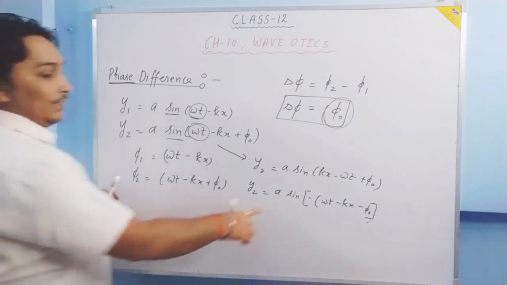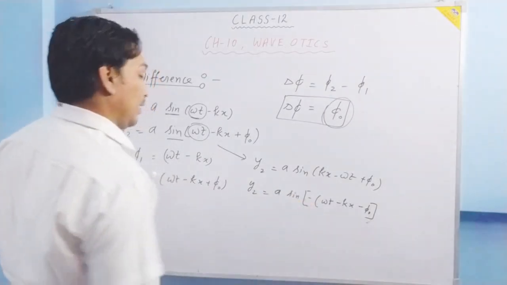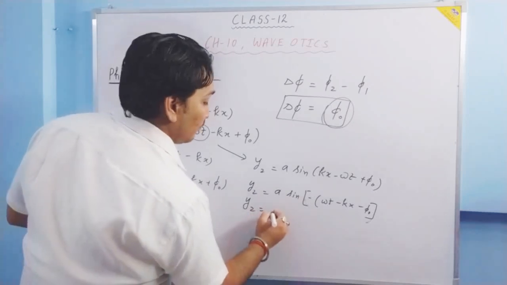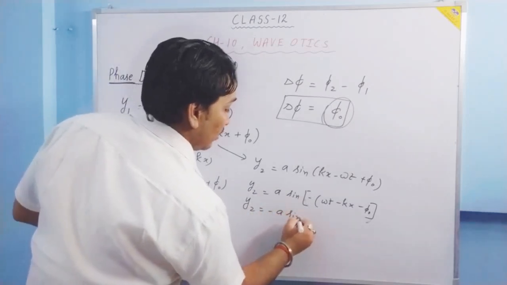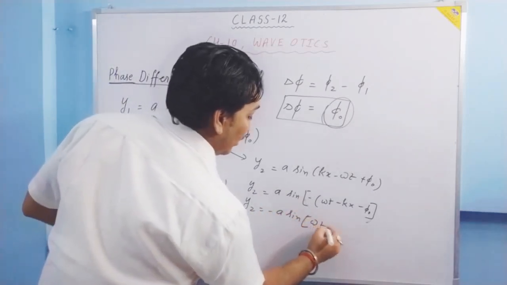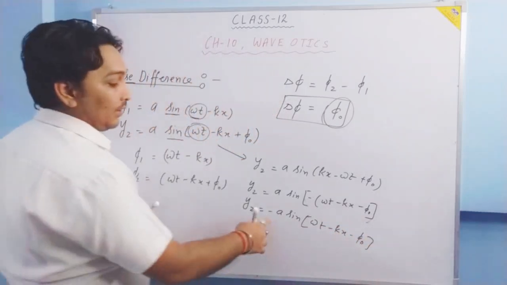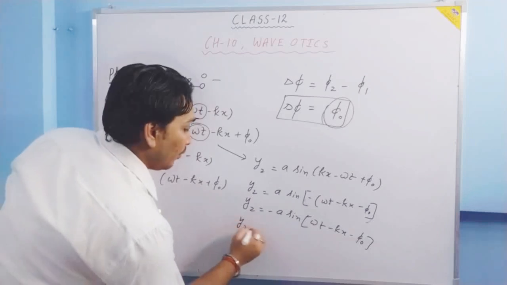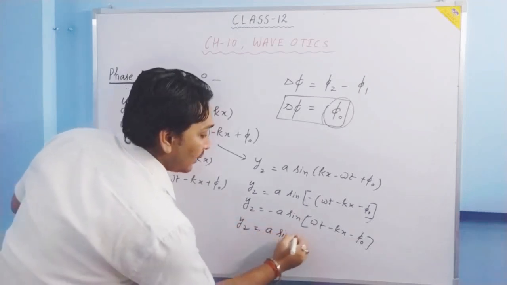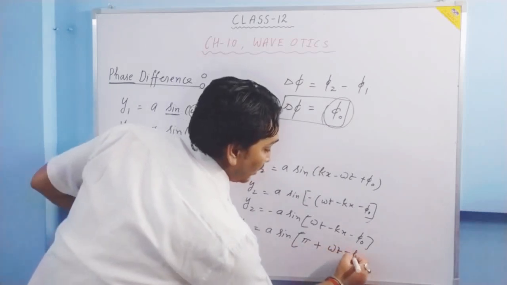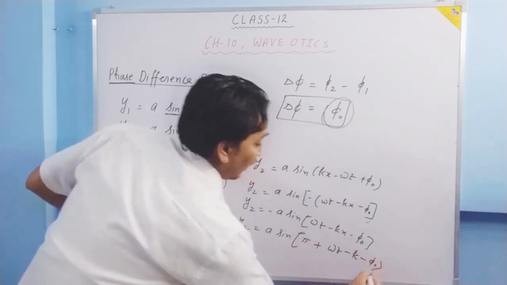Now, how does sine of minus theta behave? This minus can be taken out as a factor. So y2 is equal to minus A sine (omega t minus kx minus phi naught). Now sine of minus theta we have to make it, so we will write A sine (pi plus omega t minus kx minus phi naught).